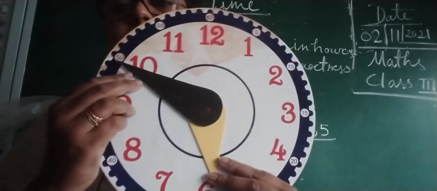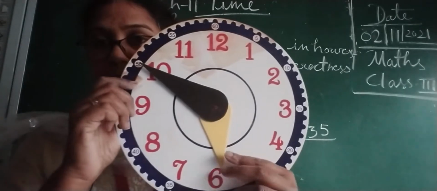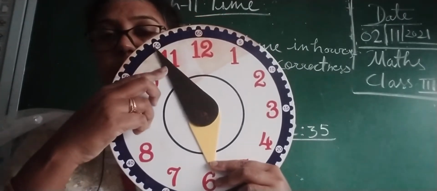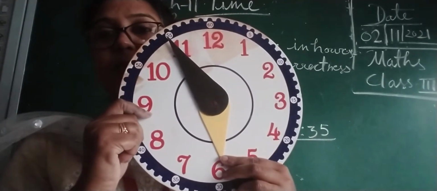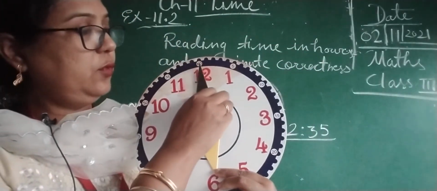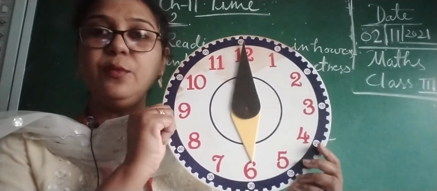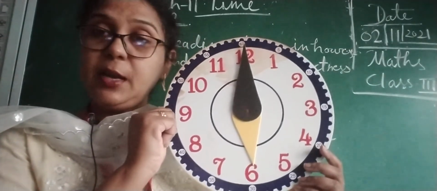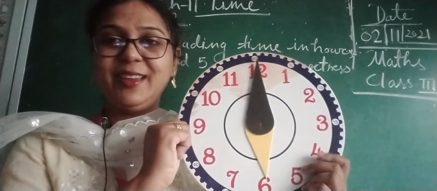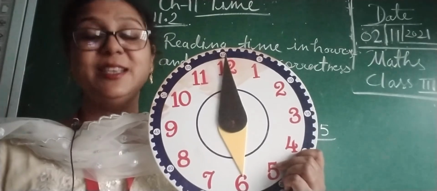And if it goes over here, so this is called 5:50. Okay, now if it is moved to the 11, this is 5:55. Okay, now if it is moved to the 12, so it will become 6 o'clock. So that is how we can read the time properly. Okay, so practice it. We will meet again. Till then, bye bye and take care of yourself.